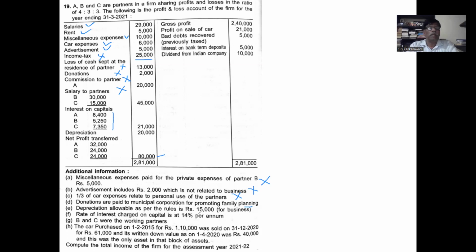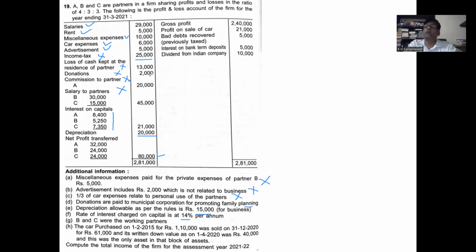Then depreciation as per rule is 15,000. 15,000 is allowable, but in the P&L account 20,000 is there. So out of 20,000, 15,000 is allowable, 5,000 disallowed. Then the rate of interest on capital is 14%. So out of 14%, 2% is disallowed, 12% allowable.